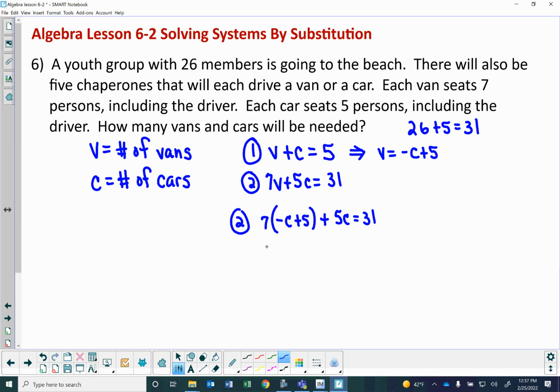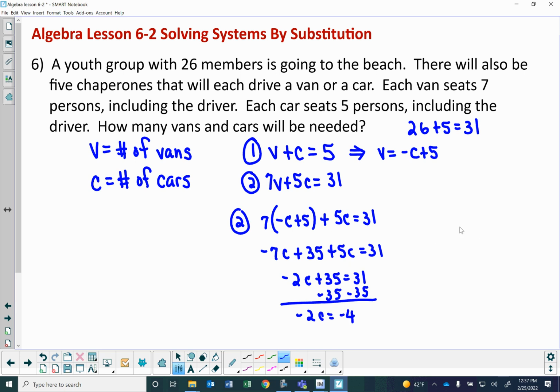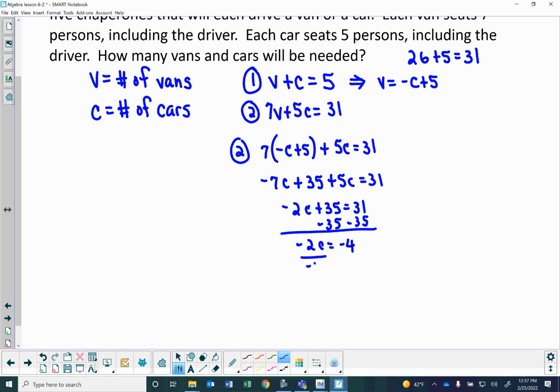Distribute the 7, that becomes negative 7c plus 35 plus 5c is equal to 31. Negative 7c plus 5c is negative 2c plus 35 is equal to 31. Subtract 35 and you will get negative 2c is equal to negative 4. Divide both sides by negative 2 and c equals 2. So there will be 2 cars.